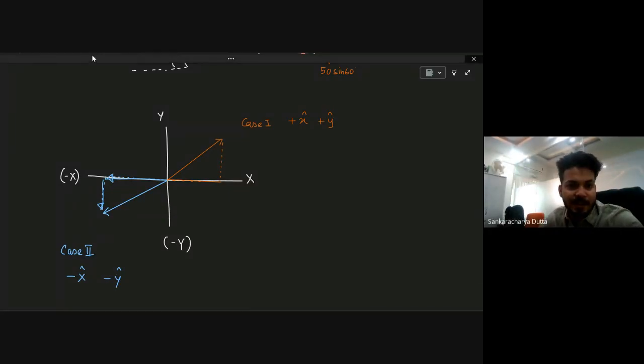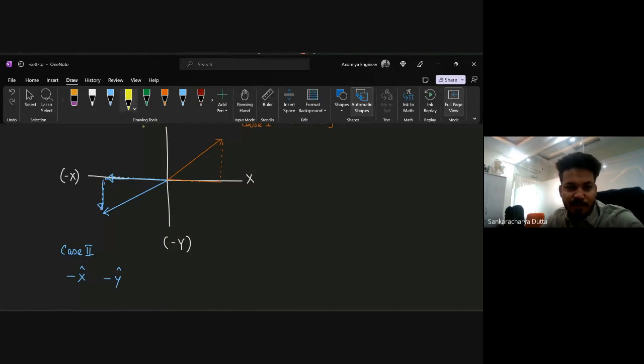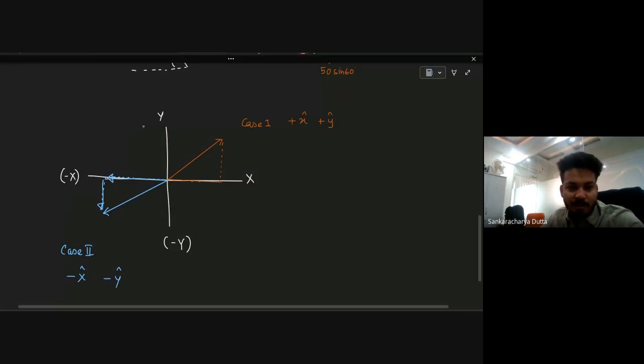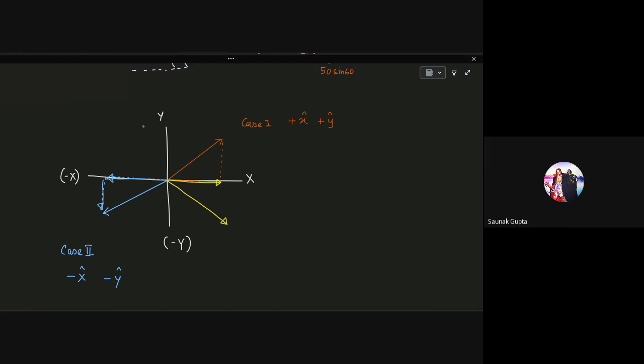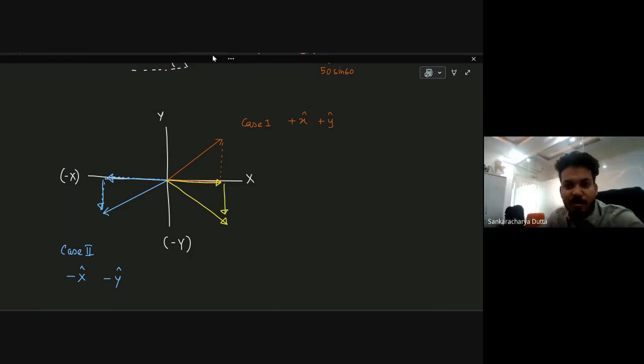Now, if I give you a last vector, which was the previous case, something like this, how do you break this yellow vector? Well, one positive and one negative: positive x cap, negative y cap. Yes. You can also do it the reverse way. You can say one is coming along minus y and it is going along x. So no matter what you do, you'll always get positive x and negative y cap.